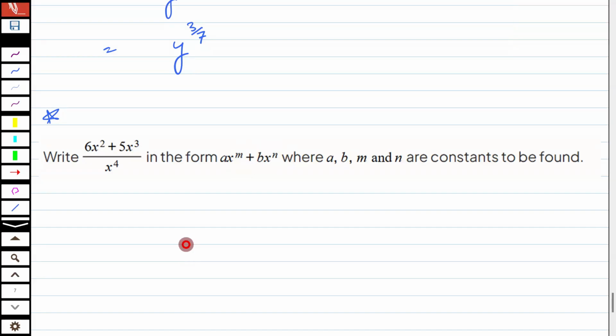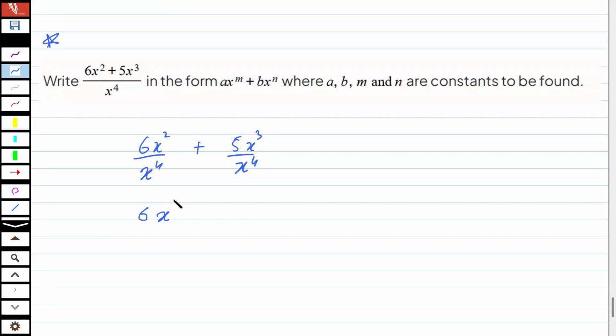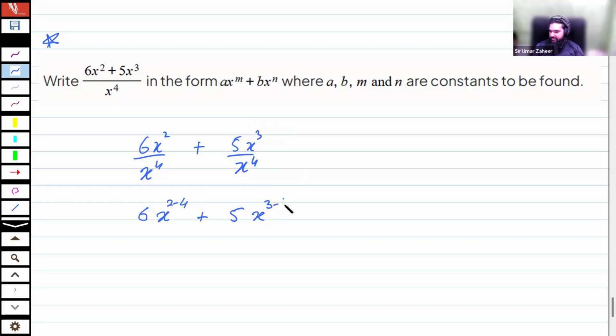You could first divide the fractions. So 6x squared over x to the power 4 plus 5x cubed over x to the power 4. Yes, we have to separate the x to the power of 4 values. Then the squares can be cut off, and the powers can be subtracted from each other. Yes, we have to subtract the powers, so 2 minus 4 gives 6x to the power minus 2, and 5x to the power 3 minus 4 gives 5x to the power minus 1. It will be 6x to the power minus 2 plus 5x to the power minus 1.